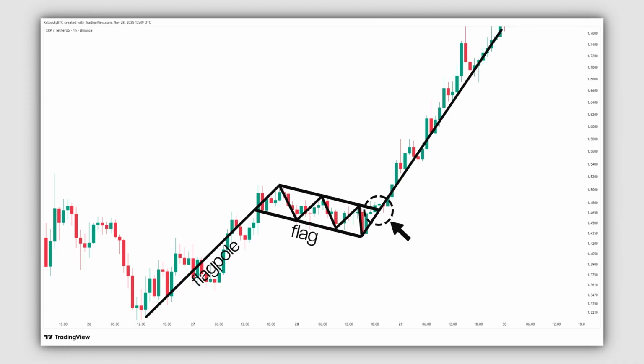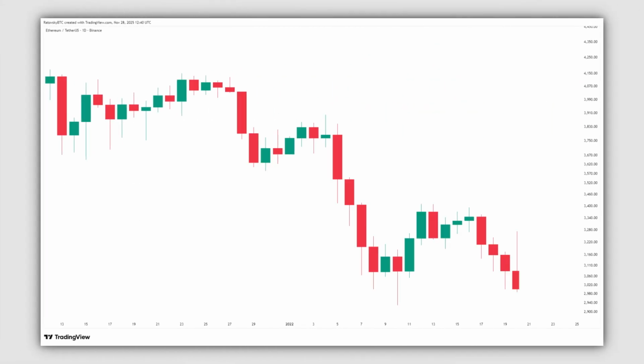To trade it, enter on the breakout and ideally on a retest. Place your stop loss below the pullback structure and target the height of the flagpole. A bearish flag follows the same logic but in the opposite direction. A strong drop, a small upward pullback channel, and a breakout downward that continues the trend.